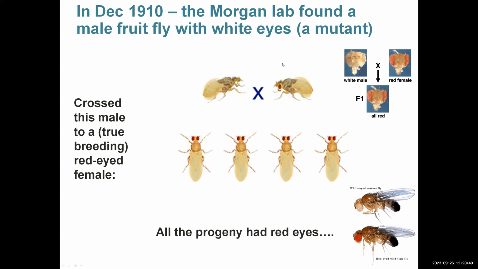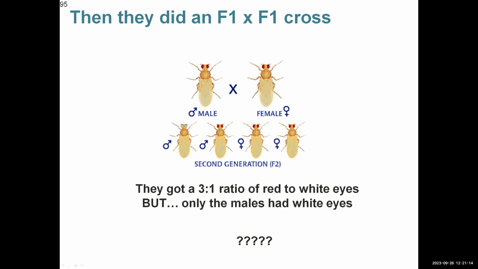So, for example, in this situation, if we're crossing a white-eyed male to a red-eyed female, all of the progeny have red eyes. But now if we take these guys and cross them together, the white comes back. So how did that happen? When they crossed the red-eyed males and females, they got a 3-to-1 ratio, which is what you would expect, except there was sex bias. Only males had white eyes. So what could possibly be going on here?